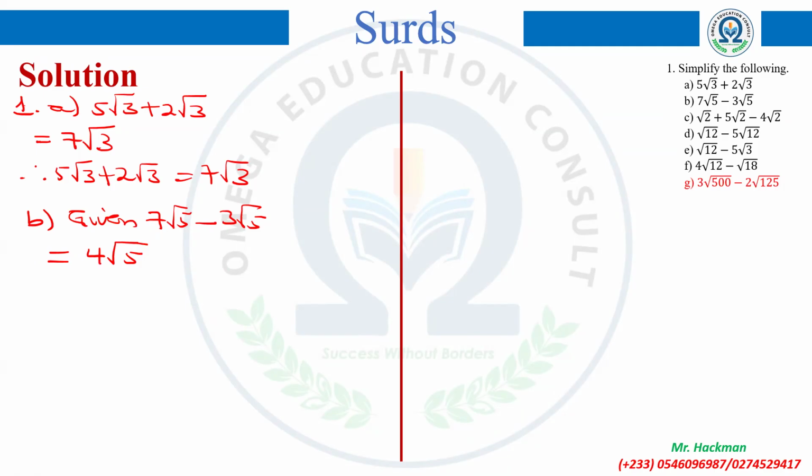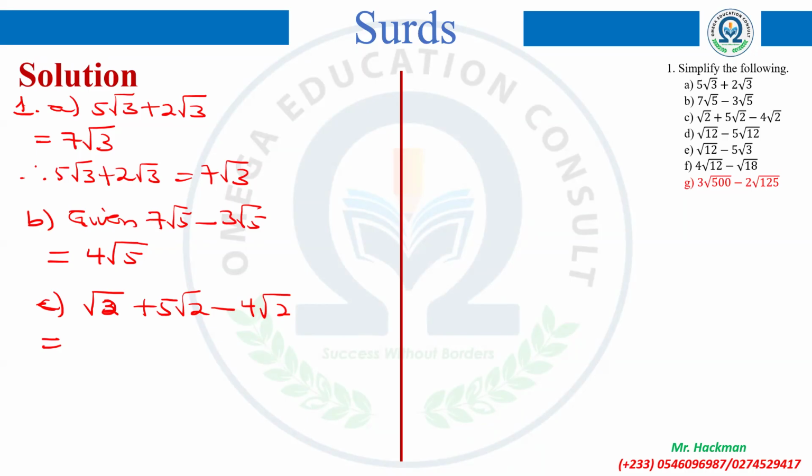Now let's do the C. The C contains 3 terms. You can have more than 2 terms anyway, so by extension, we should be able to deal with it. So we have 3 root of 2 plus 5 root of 2, then minus 4 root of 2. This is one question combining addition and subtraction. Now we know all 3 terms are like sets, true or false? True. Once they are like sets, we know we can combine them.